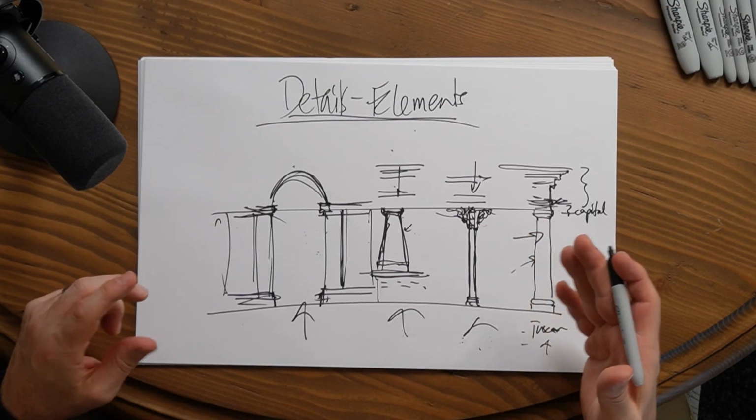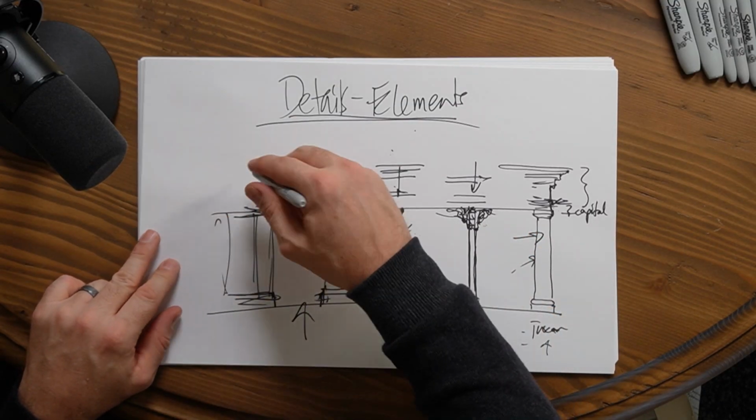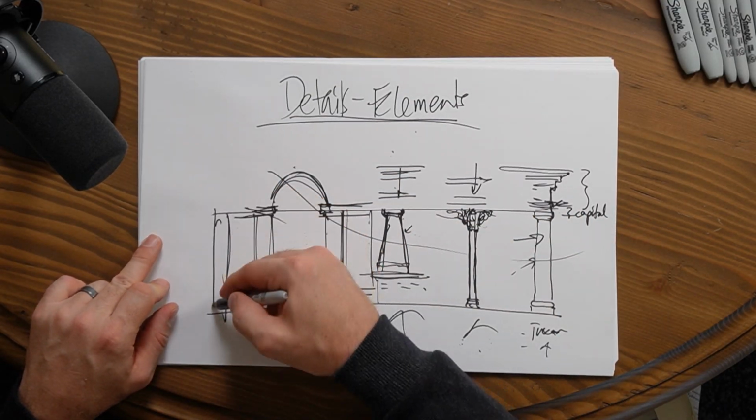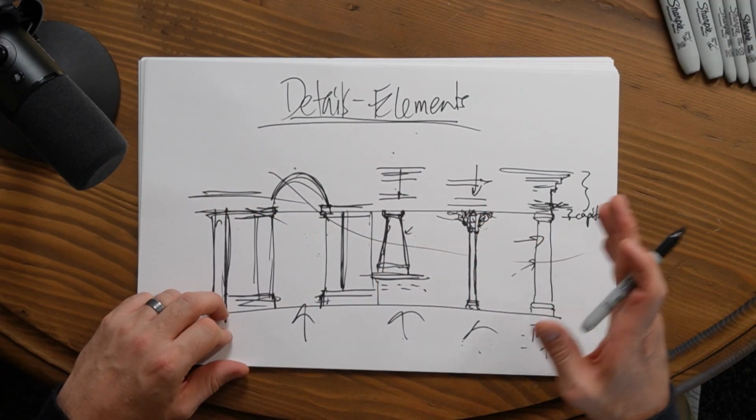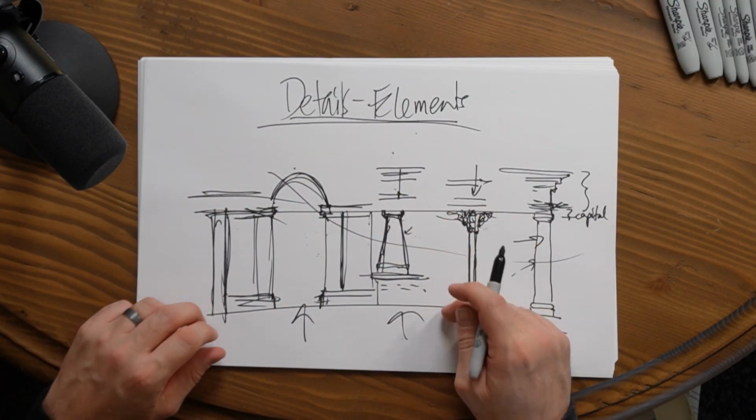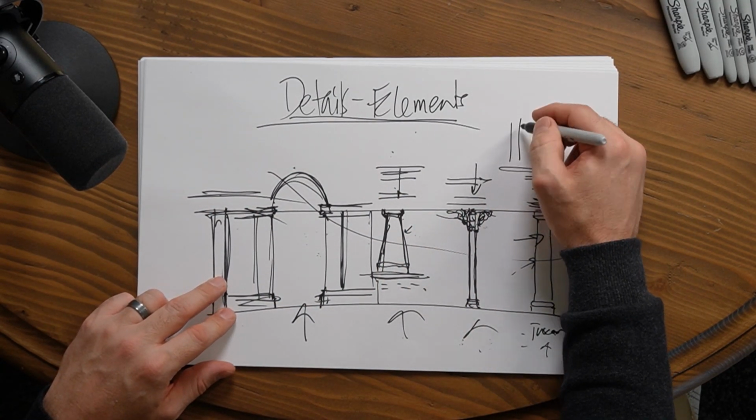When it came to modernist stuff, we got rid of all of the fluff and just went steel on steel. When it comes to vernacular architecture, it would just be timber on timber.